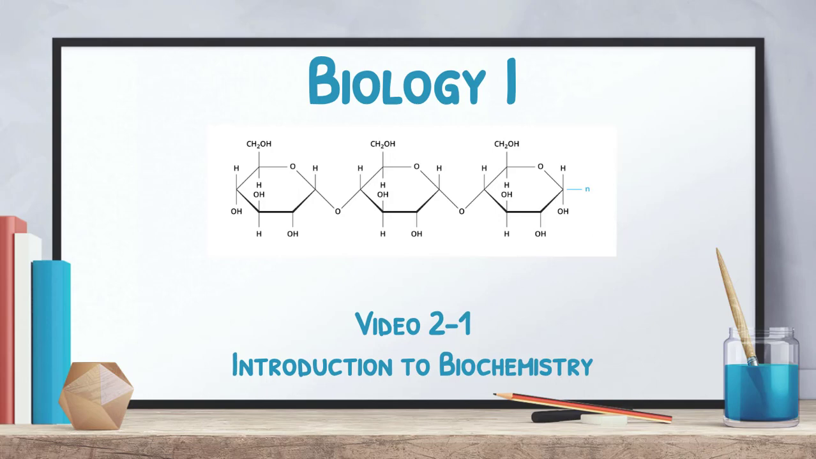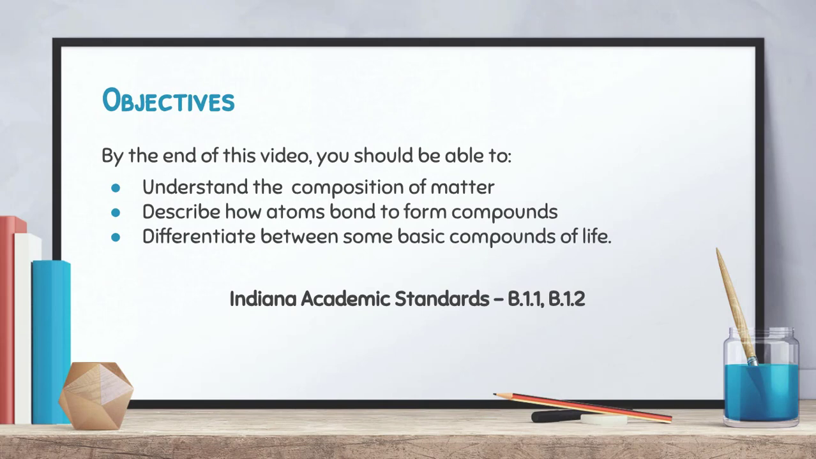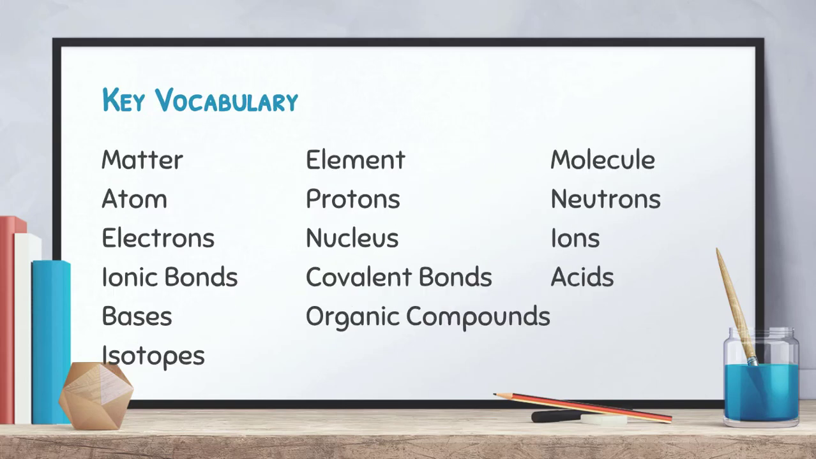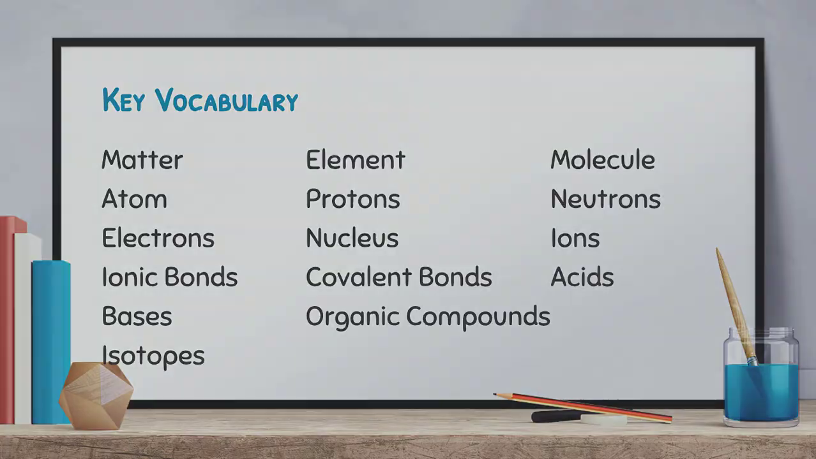We'll also take a look at the importance of water inside of our bodies and look at the importance of different atoms, molecules, and how they chemically bond. So hopefully by the end of this video, you should be able to understand the composition of matter, describe how atoms form bonds to make compounds, and differentiate between some basic compounds of life. Just taking a look at some of our key vocabulary, you see we have quite an extensive amount of vocabulary for this particular video. Now, many of these you may already be familiar with, but we'll go through these to make sure you are 100% ready to go on these vocab terms.